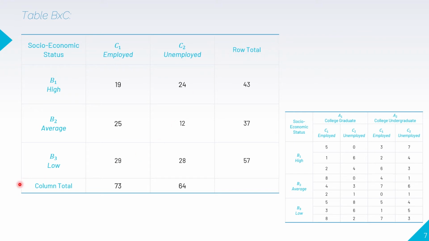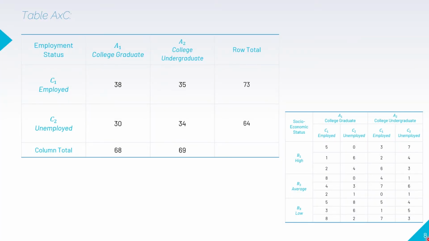Let's find the row total and the column total. So add this one, we have 43. Add 37. Add 57. Add this one, 19 plus 25 plus 29, we have 73. 24 plus 12 plus 28, and we have 64. And that's our table B by C.